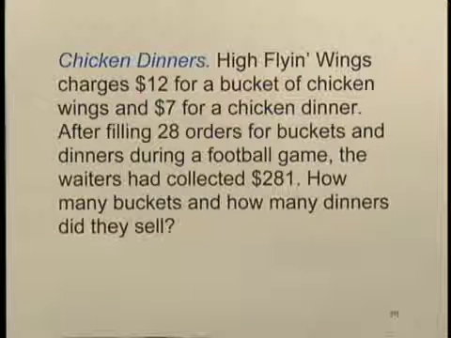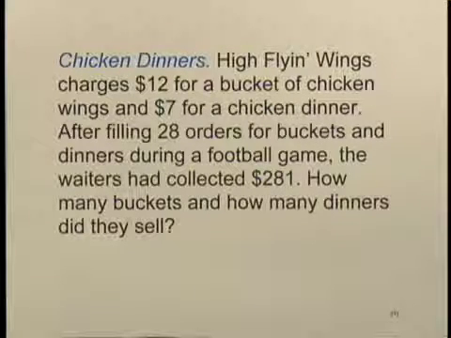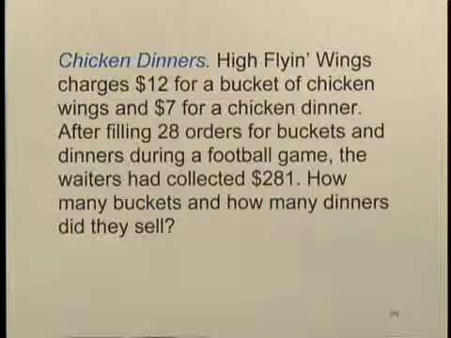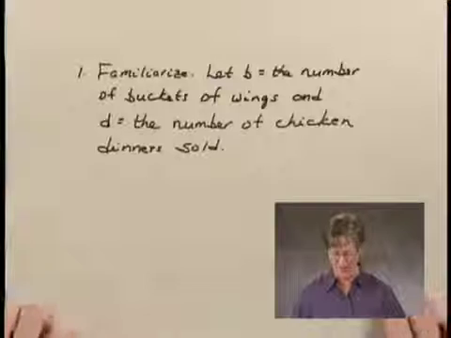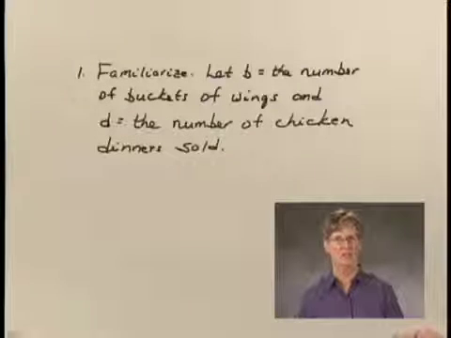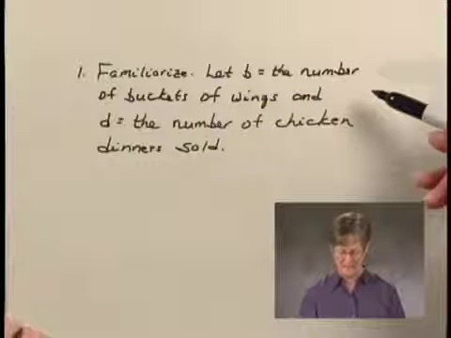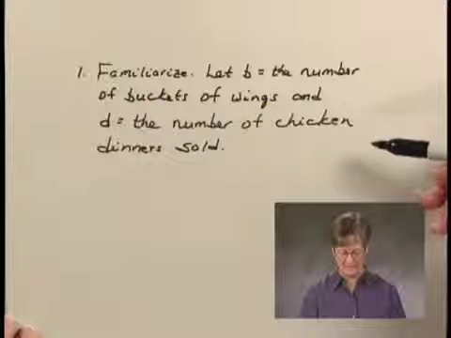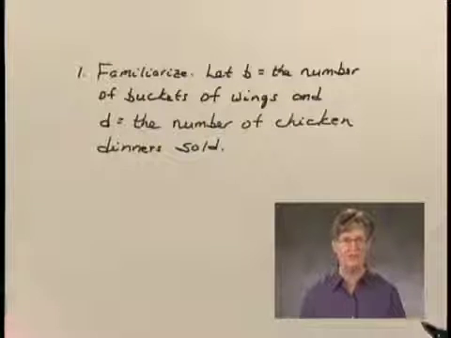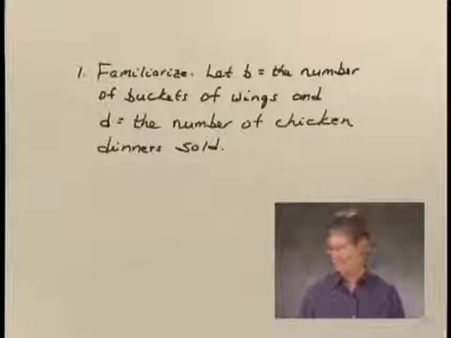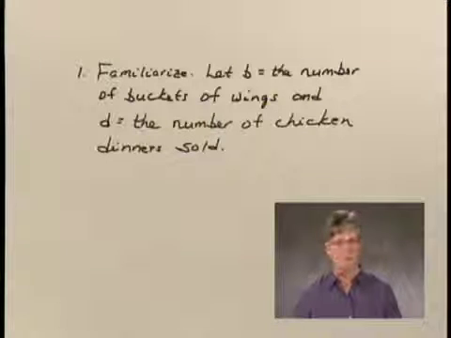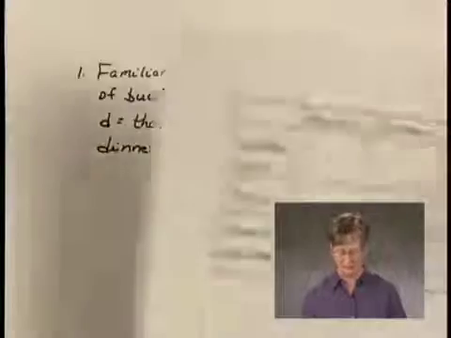Well, we'll use the 5-step problem-solving process, and the first step in the process is to familiarize ourselves with the problem. One important part of this step is to assign variables to the quantities that we're trying to find. So let's let B equal the number of buckets of wings and D equal the number of chicken dinners sold. And now let's take the information that we know and the information that we're trying to find and organize it in a table.